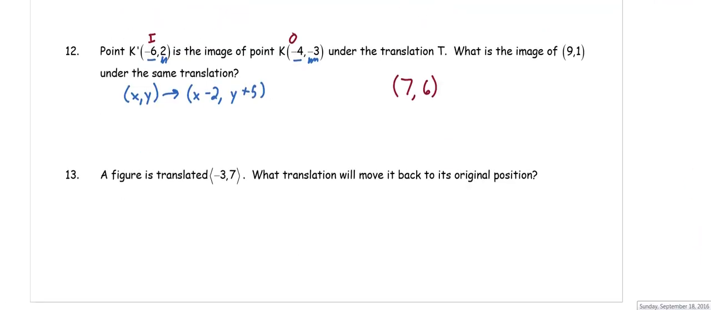Number 13, a figure is translated (negative 3, 7). What translation moves it back to the original position? To think about it this way, we moved left 3 and up 7. So I want to get back to my original spot, which means I want to do the opposite. So the translation that would move it back would be right 3 and down 7. It's the opposite movement of the original.